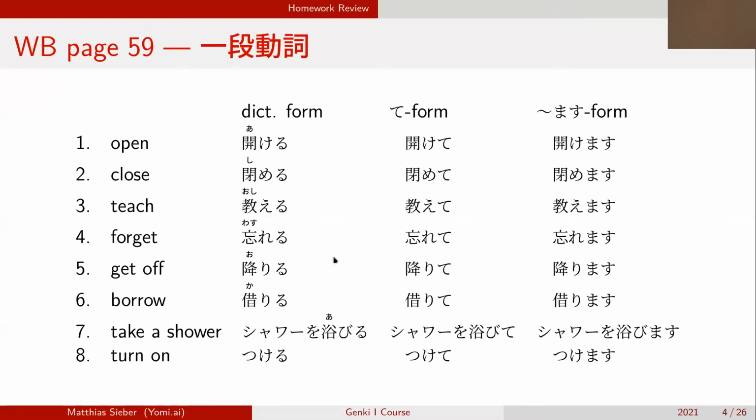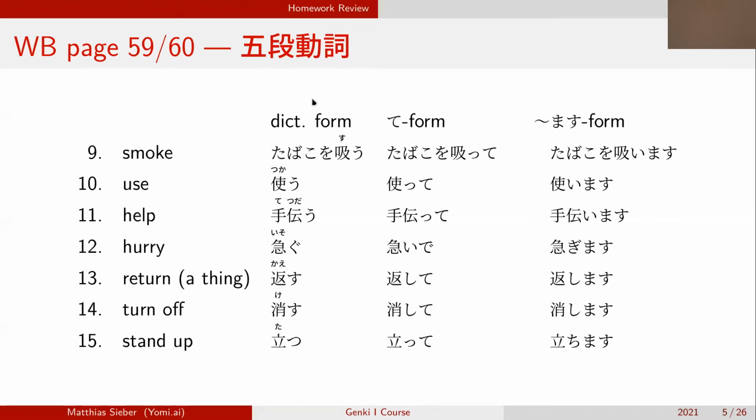Get off, like to get off a train, for example, or a horse or whatever, anything that you would more or less ride: oriru, orite, orimasu. To borrow, kariru, karite, karimasu. To take a shower is shawa o, and then we don't say toru or suru, we say shawa o abiru. So it would be shawa o abite and shawa o abimasu. And to turn on, like to turn on a light, denki o tsukeru. So tsukeru becomes tsukete, tsukemasu.